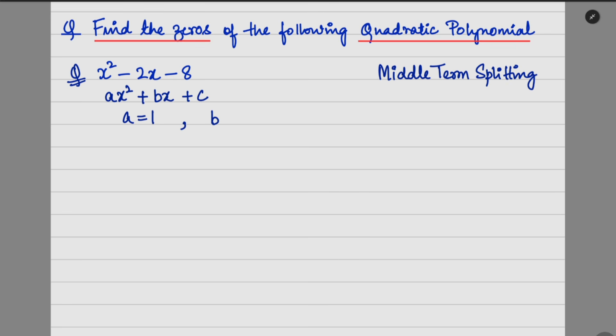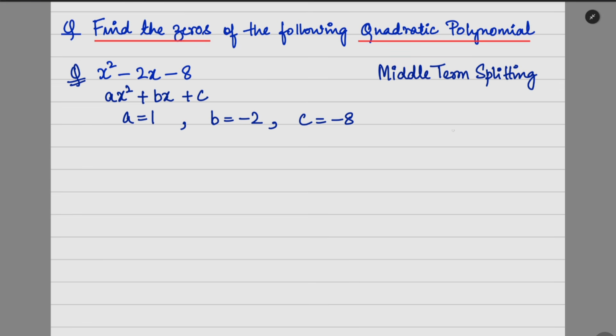What is b? b is nothing but minus 2. See the coefficient of x. b is minus 2 and c is minus 8. You have to be very careful because whenever you have a negative sign, you should also consider it, because here it is positive. So b is minus 2. c is minus 8. Okay, so let me write c is equal to minus 8.